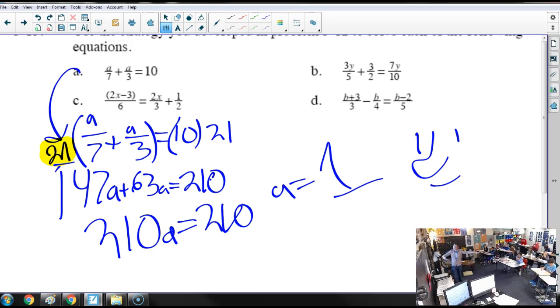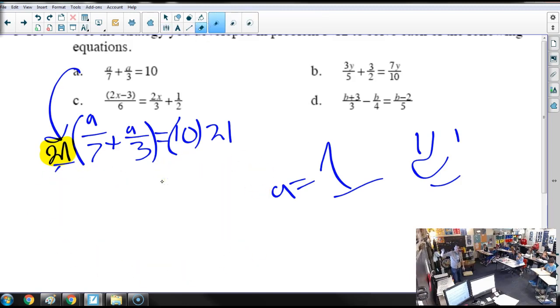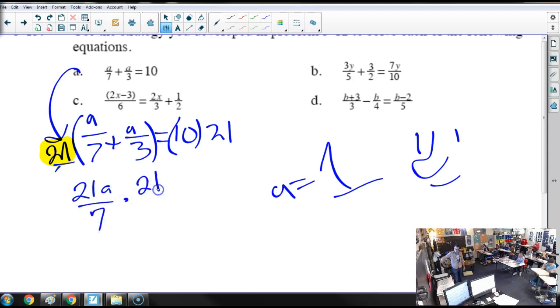As Liam was just talking through, this should become 21a over 7. We multiply in the top and then divide. 21a over 3 and then 210.